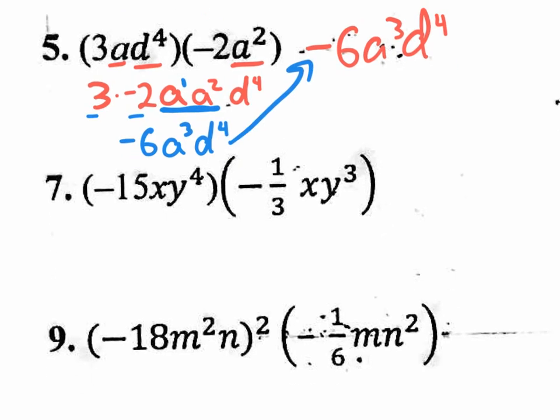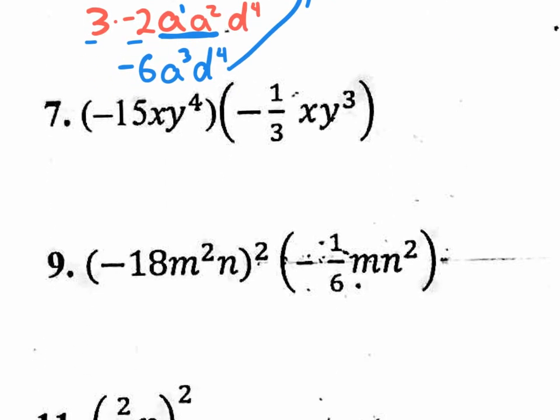Number 7, we're going to rearrange this. And we already know, or already should know, that a negative times a negative is going to be a positive. So you already know that the answer is going to be positive. If you want to keep the negatives for a little while, you could do that. -15 times -1/3, bringing down the coefficients, putting them together. And then putting this x together with that x, x times x. And then putting down this y to the 4th with this y to the 3rd, y to the 4th times y to the 3rd.